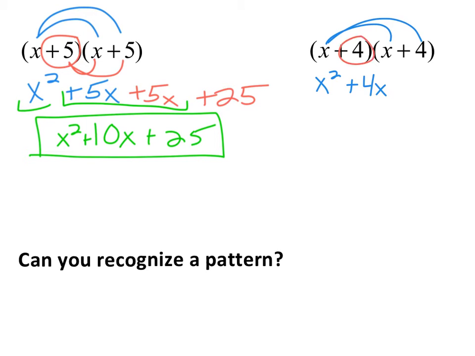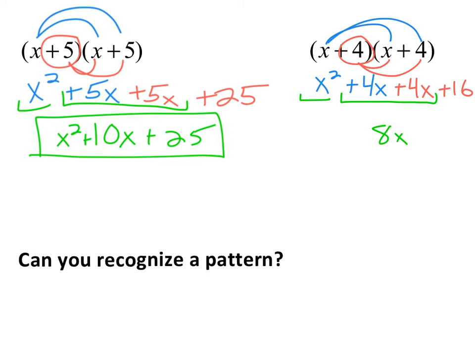Next, take your positive 4 in the middle. Multiply by x, you get a plus 4x. And then positive 4 multiplied by 4, you get a plus 16. At this point, once again, take a look at those two terms in the middle. You've got 4x plus 4x. They do not add to be 0, they add to be 8x.